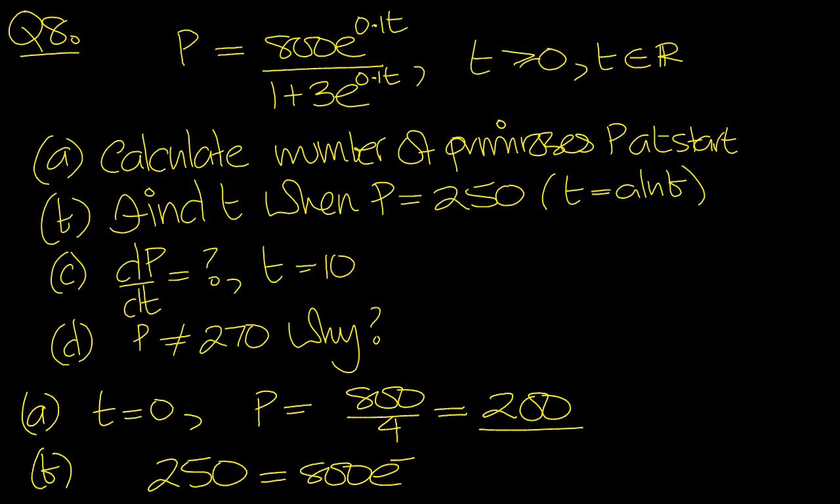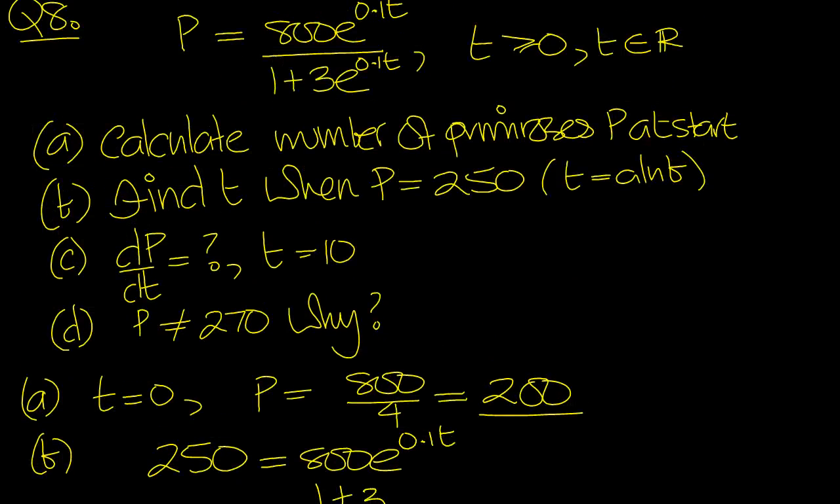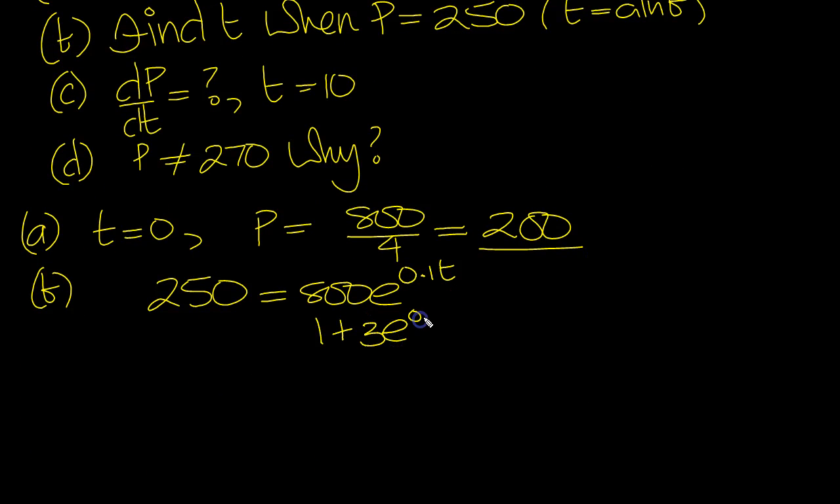250 equals 800 e to the 0.1 T over 1 plus 3 e to the 0.1 T. So move this up there. On the other side, more than one term, put a bracket.